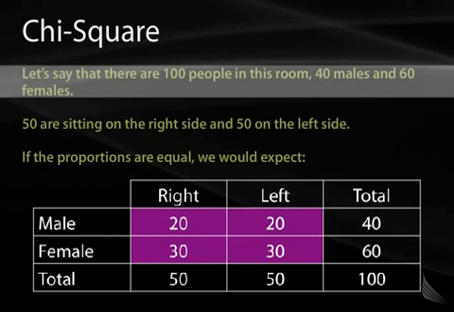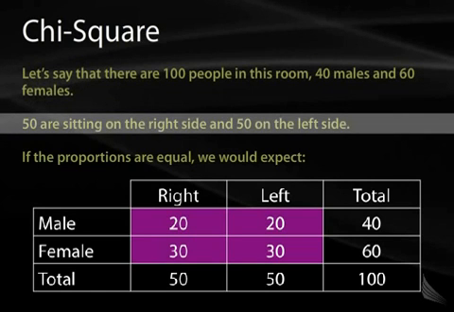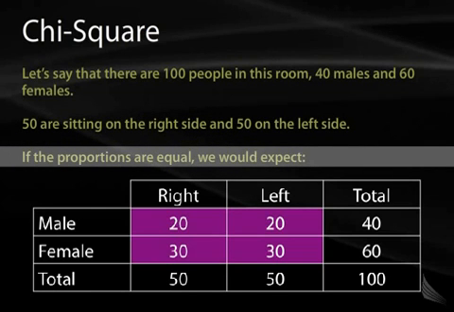Let's do an example. Let's say that there are 100 people in a room, 40 males and 60 females. 50 are sitting on the right side and 50 are sitting on the left side. If the proportions were equal, and that is to say that males and females randomly chose either to sit on the right side or the left side, one might expect the following data. That is, looking on the right side, one would expect 20 males and 30 females, and on the left side, 20 males and 30 females, because males make up 40% of the total population.